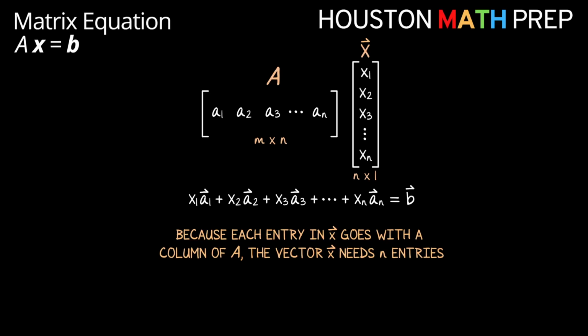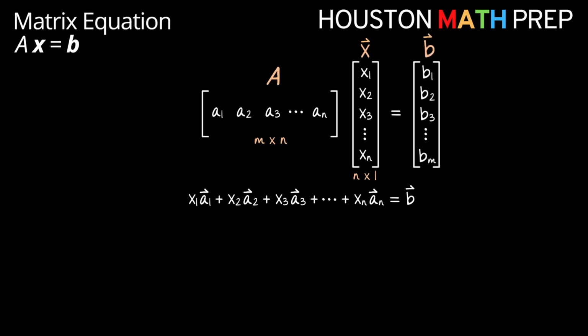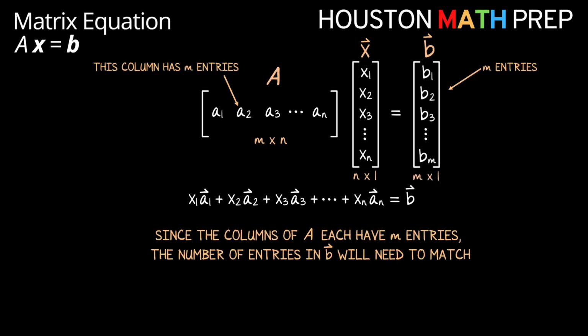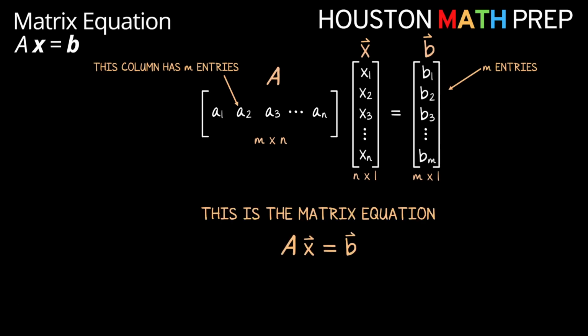Now, for combinations of vectors in matrix A to be able to add together to give us vector b, the a vectors and the b vector will need to have the same number of entries. We know that matrix A has m rows, so vector b will also need to have the same number of entries. So b will have m entries as well. Its size will be m by 1 as a matrix. We'll show you an easier way to see this in just a second, but this is how we build our matrix equation. Matrix A times the vector x is equal to vector b.